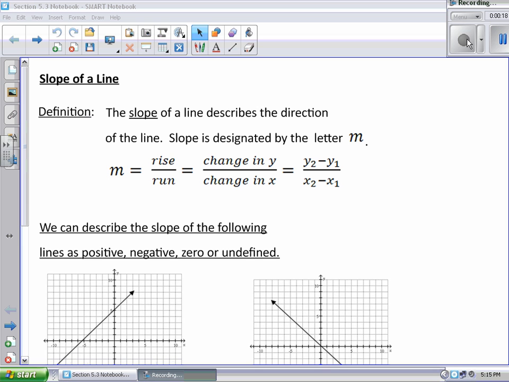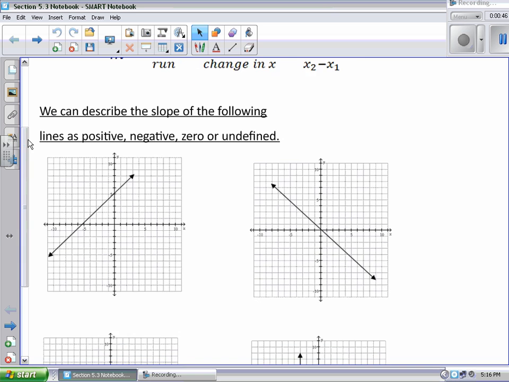Some definitions include slope is equal to rise over run. The slope is the change in y over the change in x, or as a formula, y2 minus y1 over x2 minus x1. It's one of the ways that we calculate the slope of a line. When we're looking at lines, we have four basic ways we can describe the slope of a line. The slope of the line can be positive, negative, zero, or undefined.